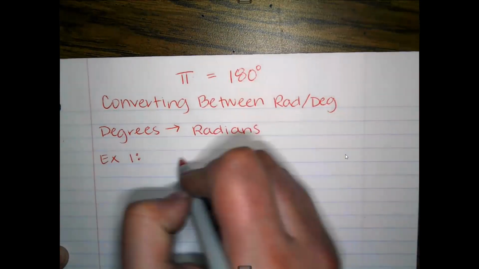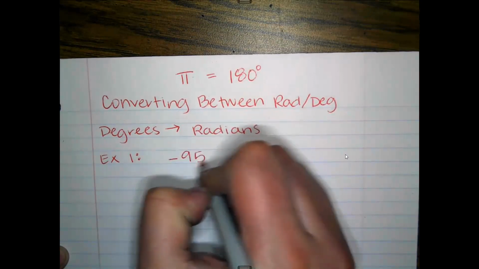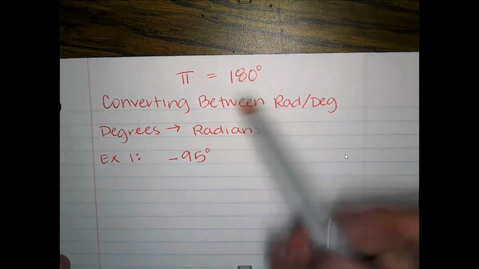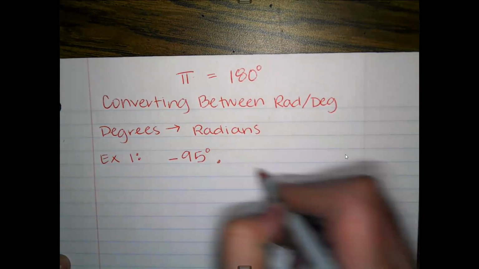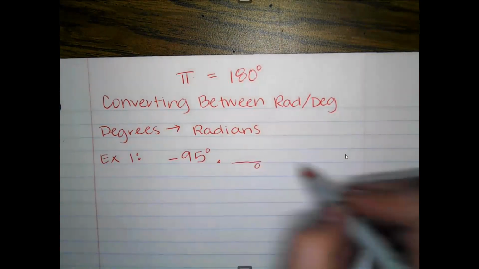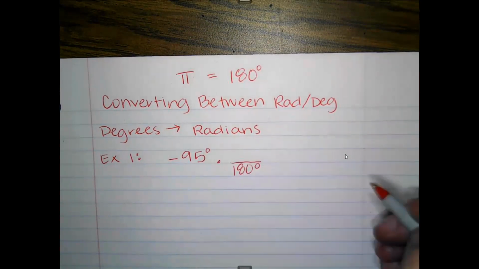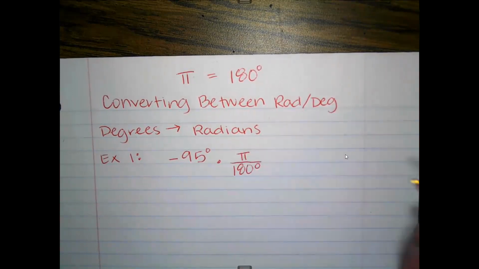So if we do the first problem and we say we're looking to convert negative 95 degrees into radians, then what I want to do is use this conversion factor. I want to get rid of the degree bubble here, so I'm going to put the bubble on the bottom of the fraction because I want this to cancel out. So 180 degrees is what I want to get rid of. Pi is what I want to be in the problem.